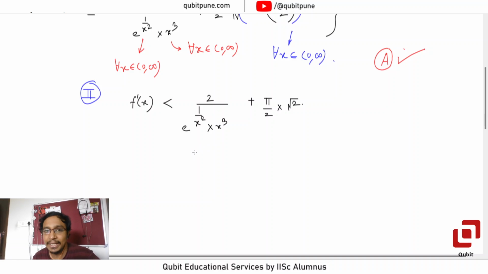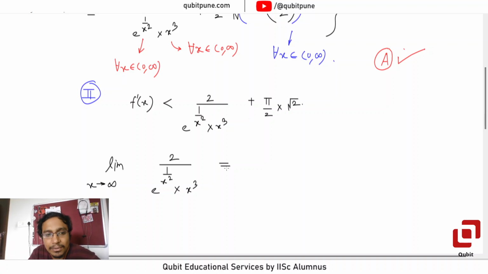Okay, and we have to take two limits here. First is we must take the limit as x tends to infinity of this. Now what do you think you can do to solve this problem? How to take the limits or how to find this limit?